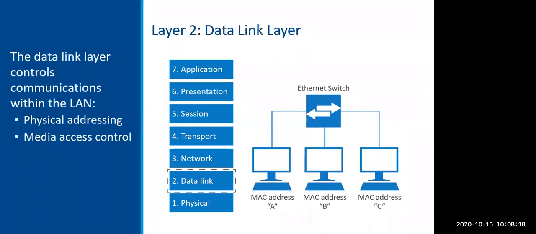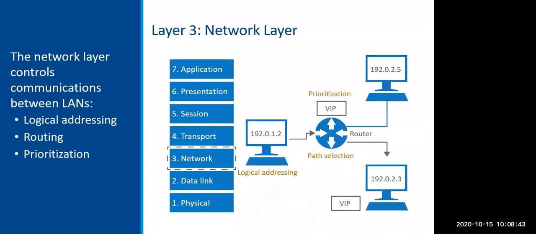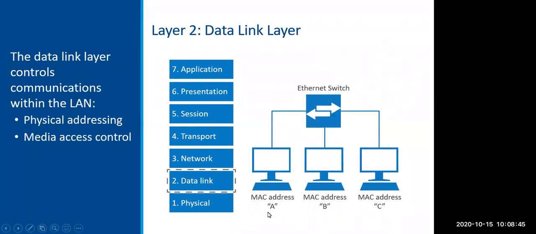Also, the data link layer, layer 2, handles the physical addressing, also known as MAC addresses or sometimes hardware addresses. It also controls who has access to the media and when, or how media is accessed by whom, and who has the right to transmit and so on. Those are the things handled by the data link layer.